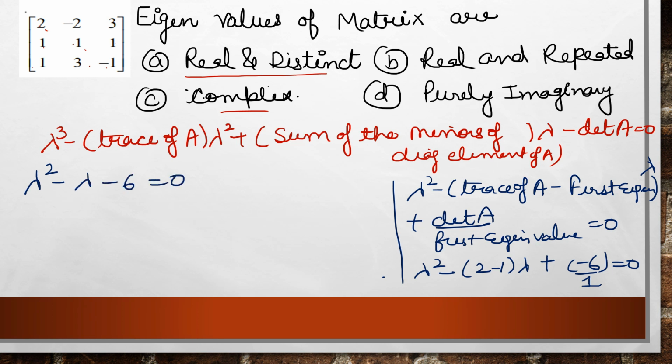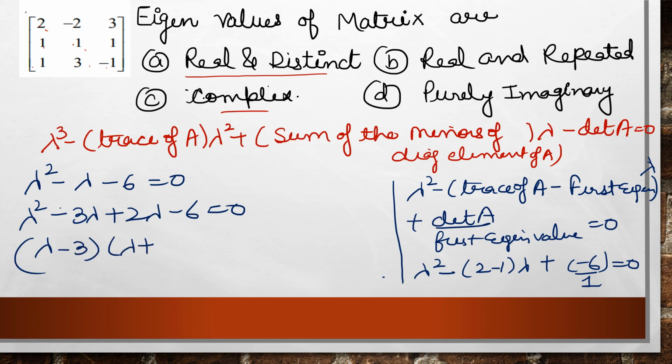This is quadratic, and you can easily solve this. So this is lambda square plus 3 lambda minus 3 lambda plus 2 lambda minus 6 equals 0. If you factorize, you will get lambda minus 3, lambda plus 2 equal to 0. So what are the roots? Minus 2 and 3. And what was the first eigenvalue? That was 1. So these three values are distinct and real. That means option A is the correct option.